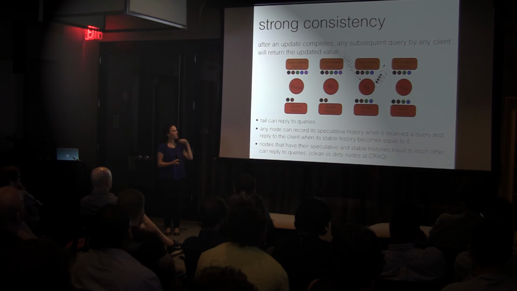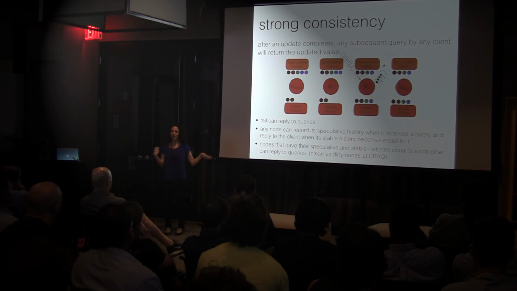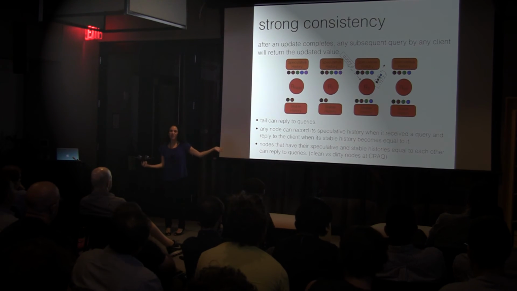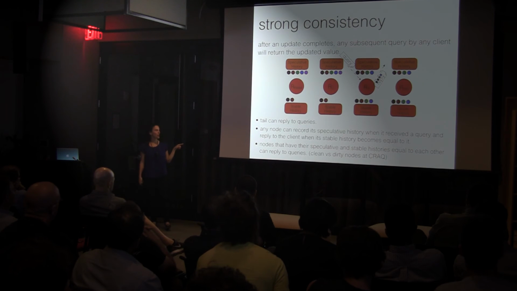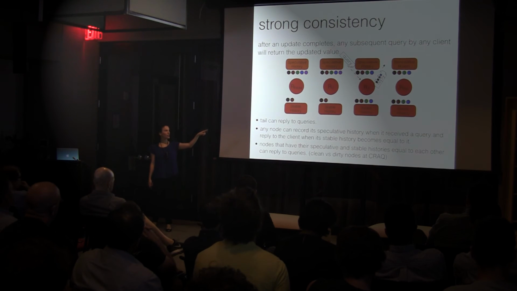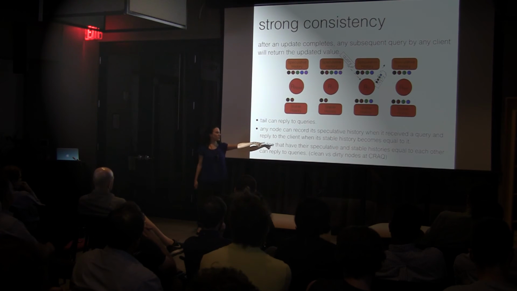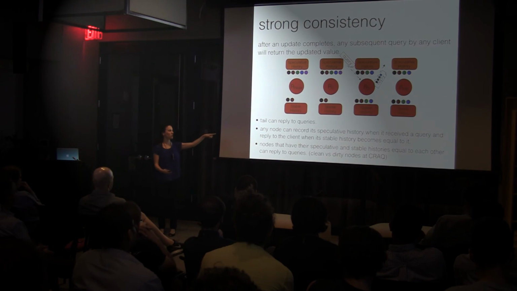So this is the clean versus dirty nodes idea that was introduced in CRAQ. The main idea is, if you have outstanding updates, you would call it a dirty node, which means your speculative history is bigger than your stable history, so you cannot really answer. Another thing they did in CRAQ is, if a node receives a query when it's dirty, it would forward the query to the tail. But instead of forwarding, we introduce the second option, which is to just wait a little bit until it's stabilized.